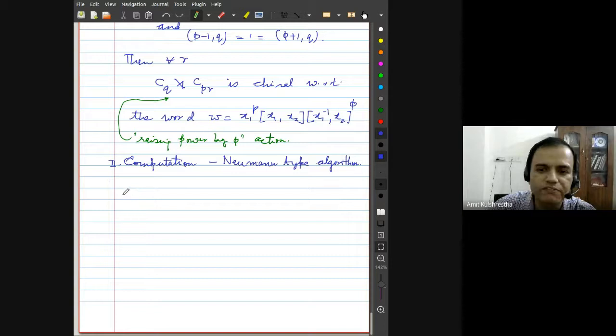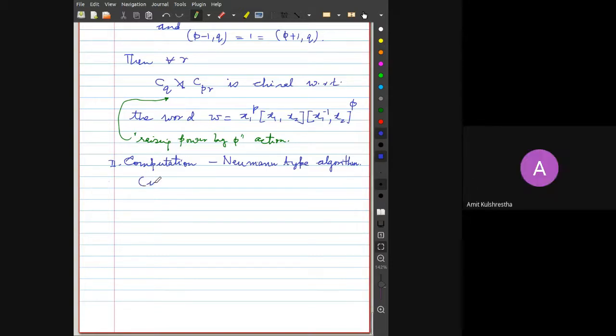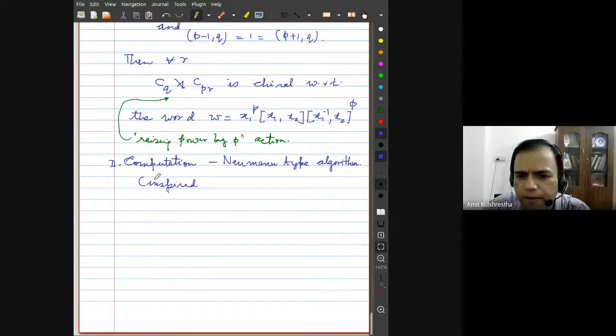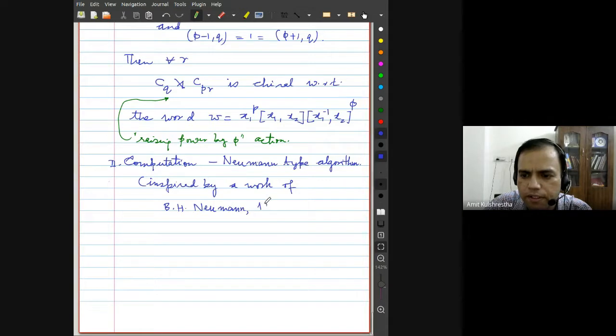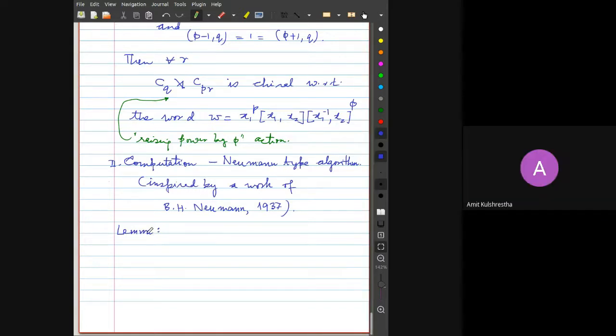And for that, this is inspired by a work of, there were many Neumanns. This is, I think, the senior most. In fact, it was the first paper, at least in my sense, the first paper of Neumann. But that was in some other context. But these people are just drawing the inspiration from that. So here is a lemma, which is quite useful and not difficult to understand and not difficult to prove.